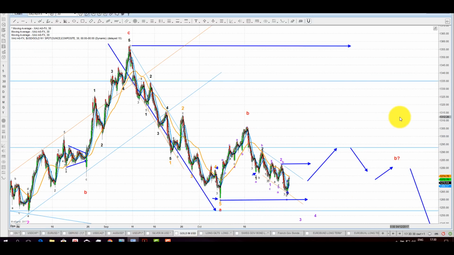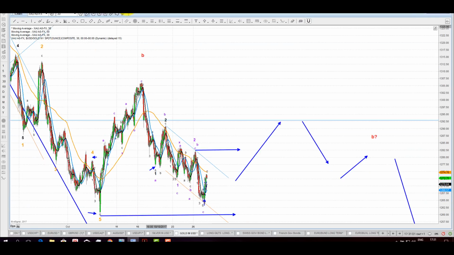Now here's the chart of gold. That's the 30 minutes of gold. You can already see that I am accounting for a possibility of an extension of the B. I'm showing you here the question mark. I'm not terribly sure. That is A, the same as we had it in silver. That is B. And the slide here is not terribly clear to me. That's why I started with a chart of silver.